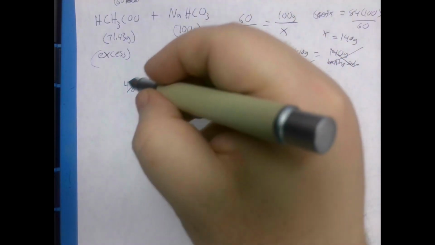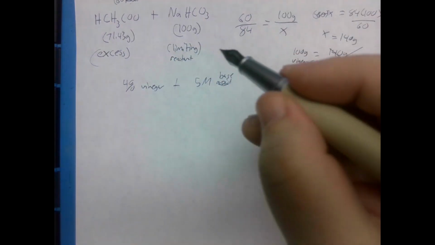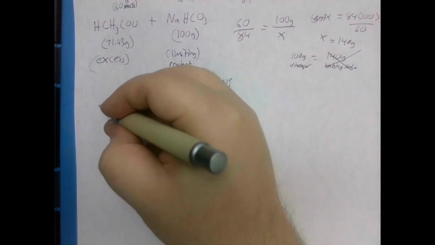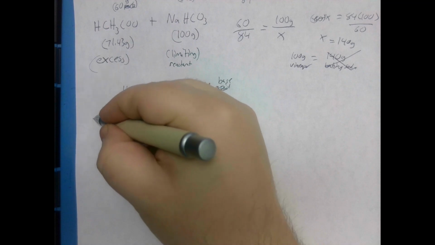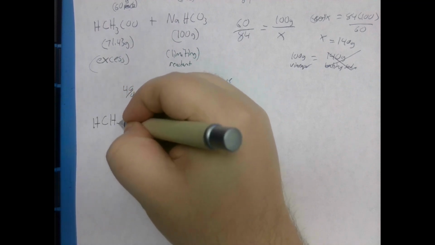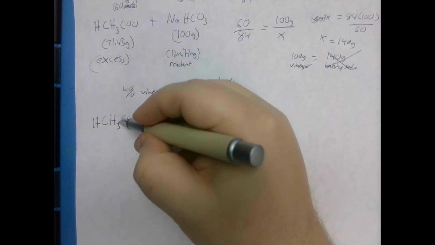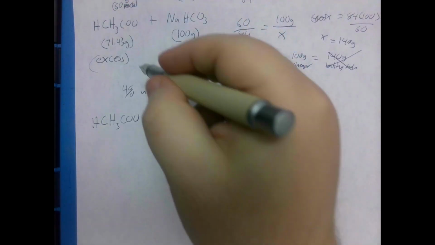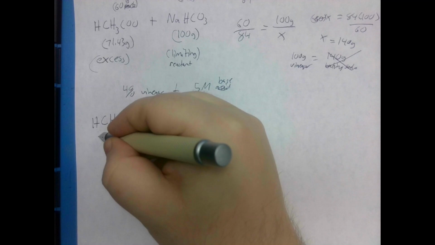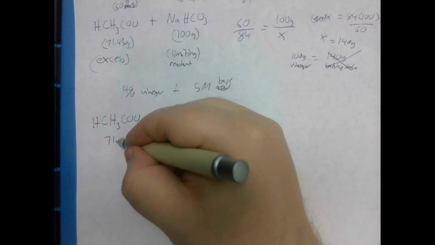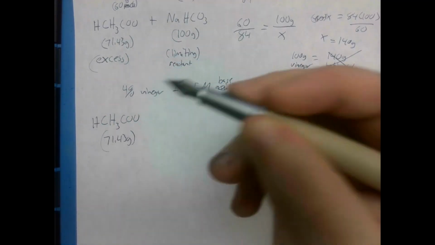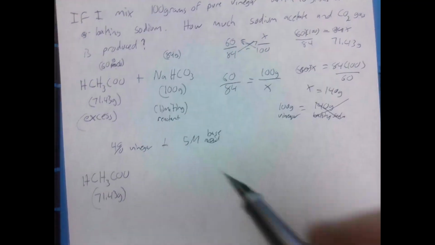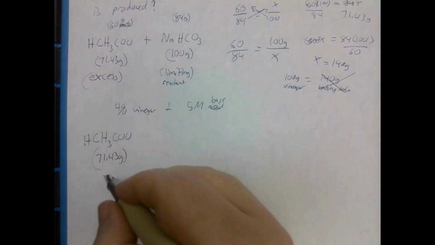We're going to assume everything's theoretical. So what this tells us is we're going to get an extra amount of vinegar at the end. We're going to mix 71.3 grams. So regardless of the fact that we're using 100 grams of vinegar, only this amount is reacting.